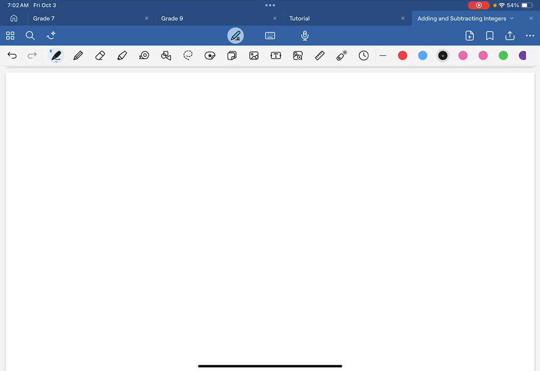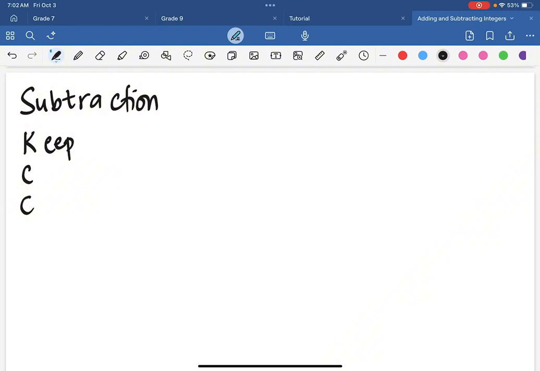Now this time, let's have subtraction. For subtraction, we have this rule called KCC. K for keep, C for change, and C again for change. What it means is that the key here is: keep the first number.